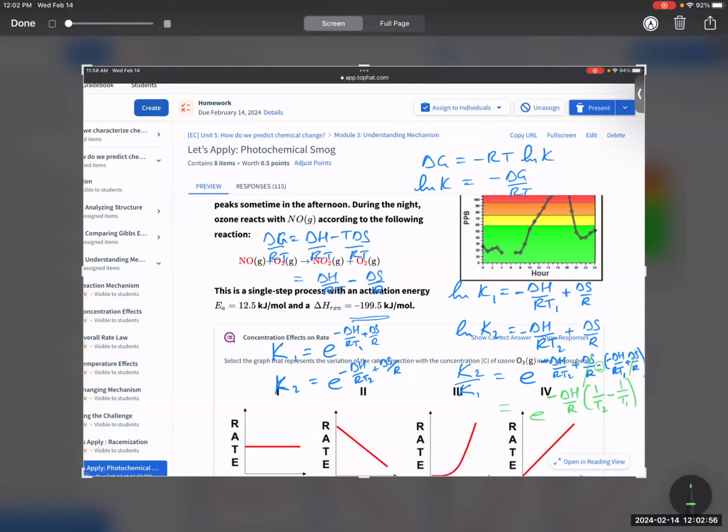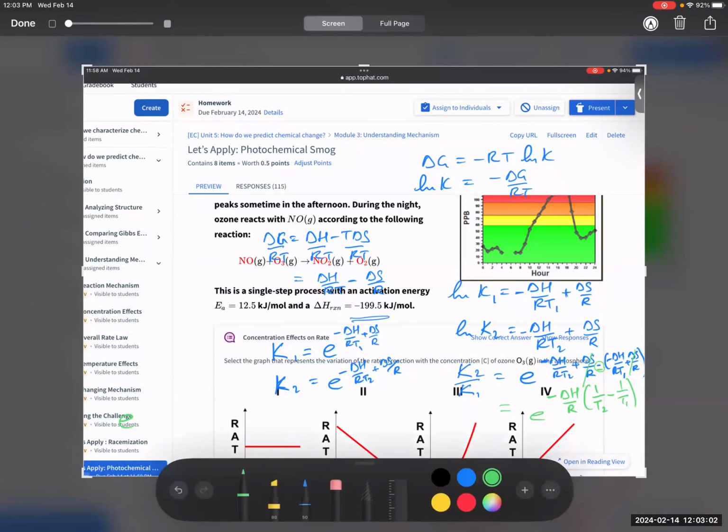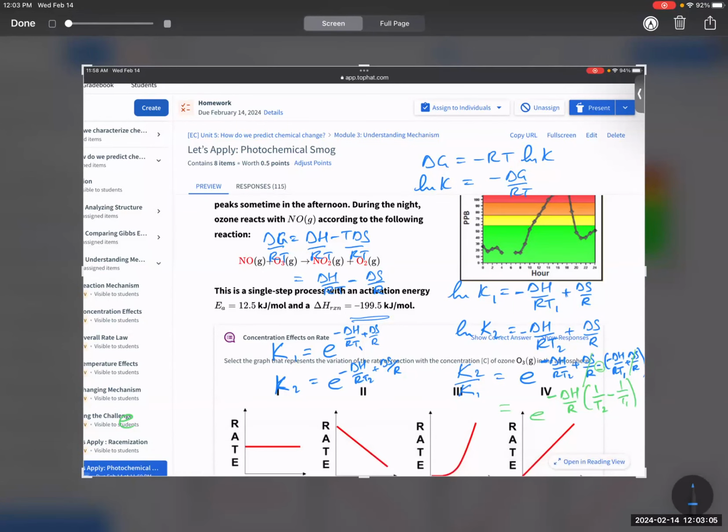Let me make sure that I have space here. I feel like I'm going to run out of space soon.